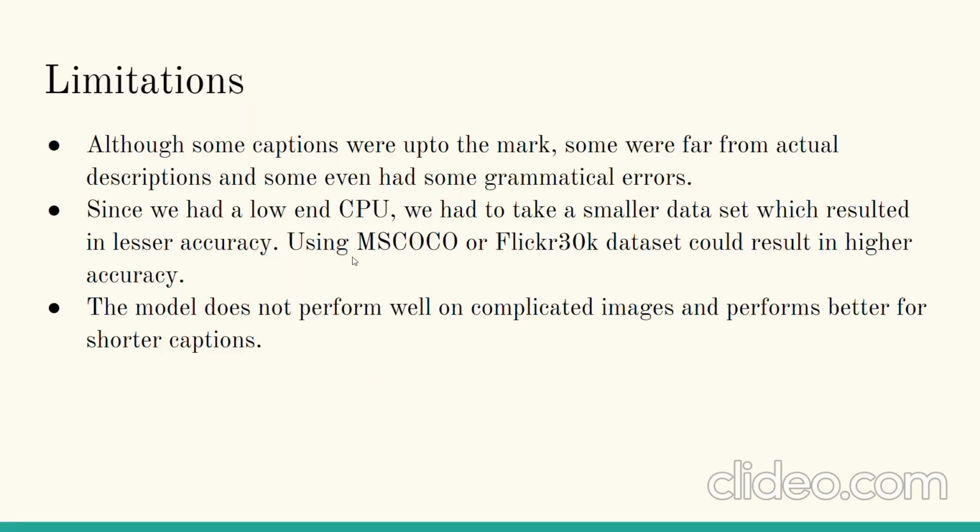So let's talk about the limitations of our system. Although some captions were up to the mark, some were far from the actual description and some even had some grammatical errors. This was due to the fact that, because of using a low-end CPU, we had to take a smaller dataset, which resulted in lesser accuracy. Using a larger dataset like Flickr 30K or MS COCO would have resulted in better predictions, and the model does not perform well on complicated images.